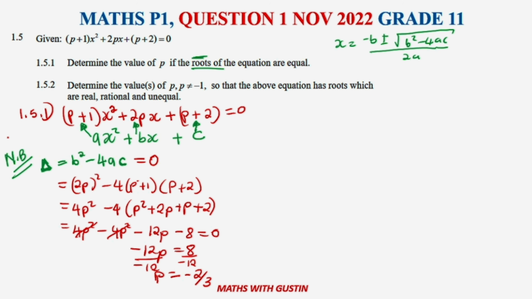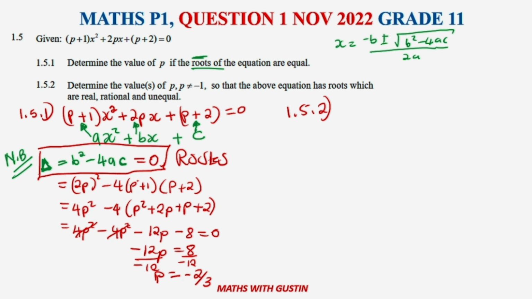Don't forget this formula, guys. Whenever the question says roots, that's what you use. Great stuff. So now moving right along, let's move to 1.5.2. It says determine the values of p, where p is not equal to negative 1, so that the above equation has roots which are real, rational, and unequal.